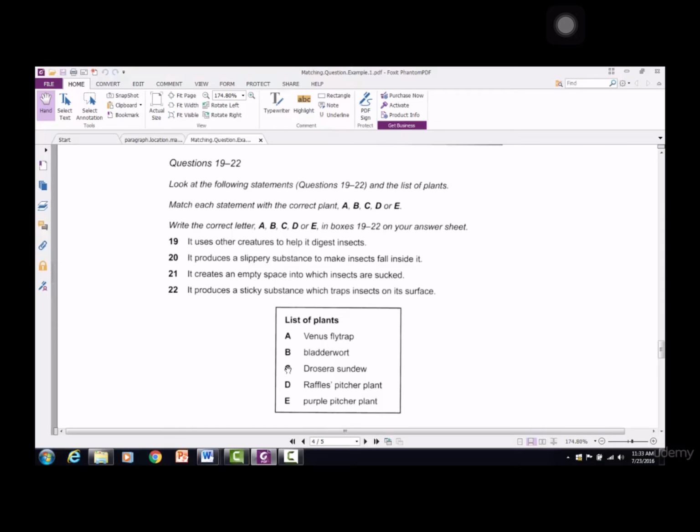The reason why is there are no directions. For you to be able to use a letter more than once, you have to have directions that say you can use a letter more than once. So always be aware of that. If you can use a letter more than once, there will be directions that say so. It's very important to be aware of that so that you don't make simple mistakes and get things wrong, okay?